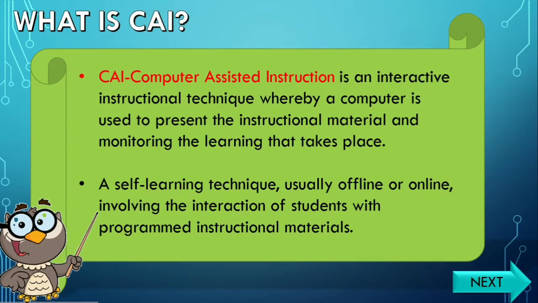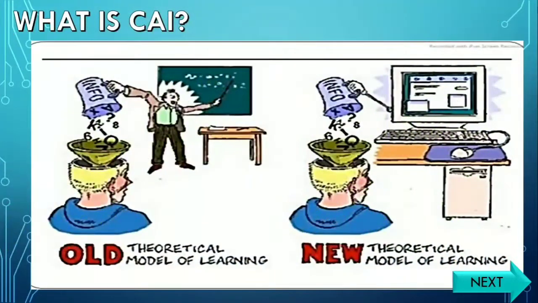CAI is an interactive instructional technique whereby a computer is used to present the instructional material and monitor the learning that takes place. A self-learning technique, usually offline or online, involving the interaction of students with program instructional materials. If you check this illustration, there are two examples of providing a learning activity to our pupils. First is the old theoretical model of learning. In this part, the one providing information to the pupil or learner is the teacher, and it uses a traditional way of teaching and traditional instructional material.